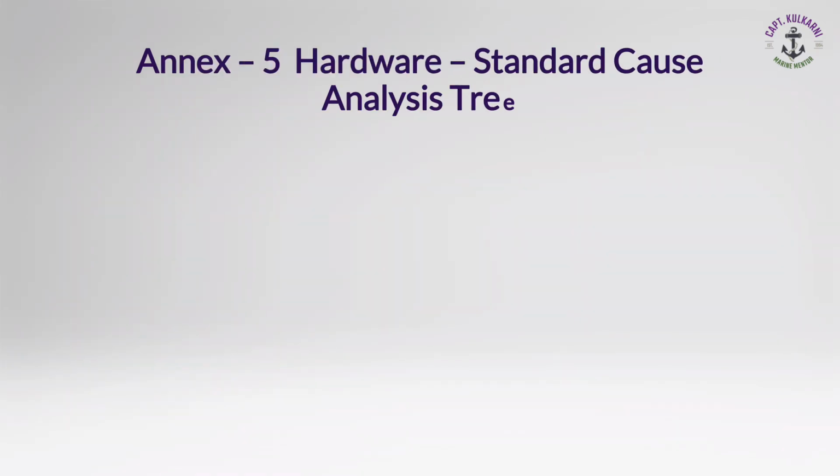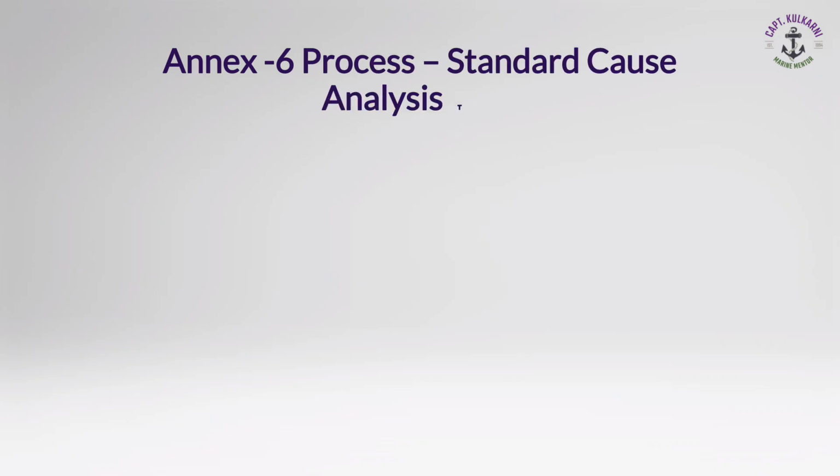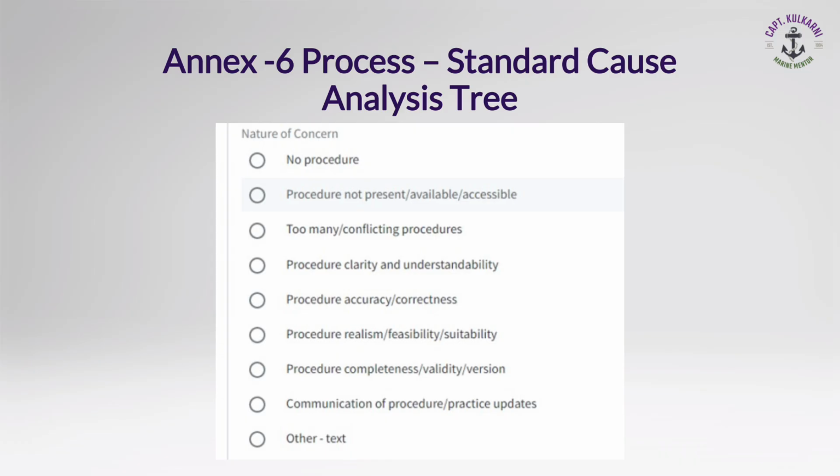And next, number 5, is dealing with hardware standard cause analysis tree. They have tried to analyze what exactly happened. In this, no maintenance task was developed is the correct answer, and that completely depends on how the surveyor or the inspector has a look and he decides what is correct. Slide 20 is talking about an extra number 6 process which is there, how the standard cause analysis tree is there, what is lacking in the process which is coming up, and it is well documented.